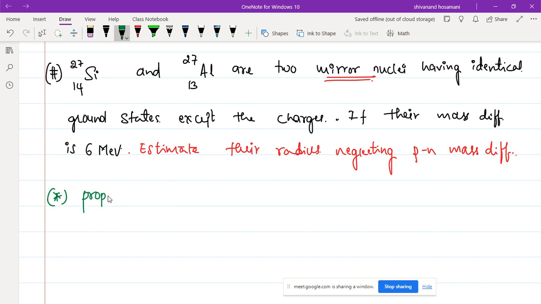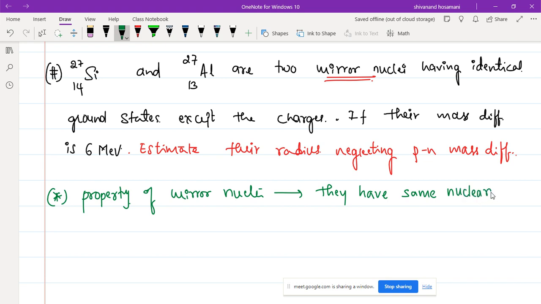The property of mirror nuclei is that they have the same radius, the same nuclear radius. Okay. Yes, write it down.